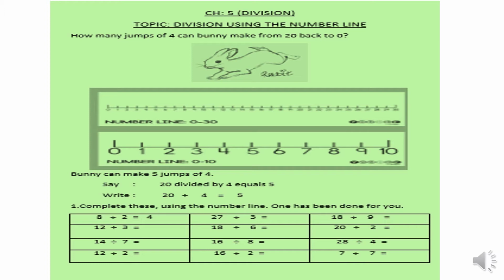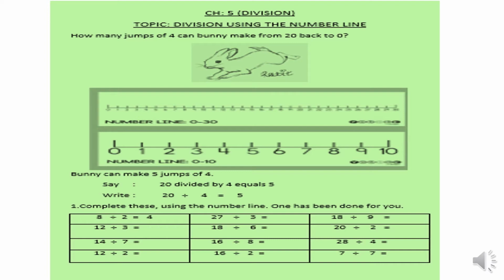So here you have to do the table of 4. Now you know how many times 4 equals 20. You will say the table. 4 ones are 4, 4 twos are 8, 4 threes are 12, 4 fours are 16 and 4 fives are 20. So it means bunny can make 5 jumps of 4. Say 20 divided by 4 equals 5, or you can write 20 ÷ 4 = 5.